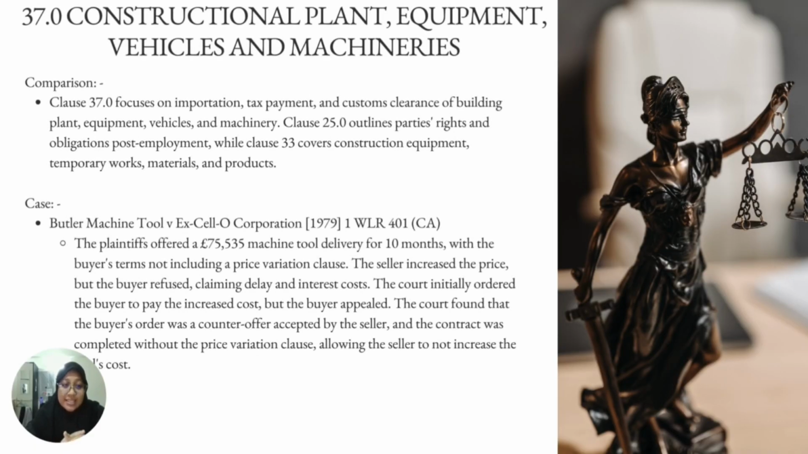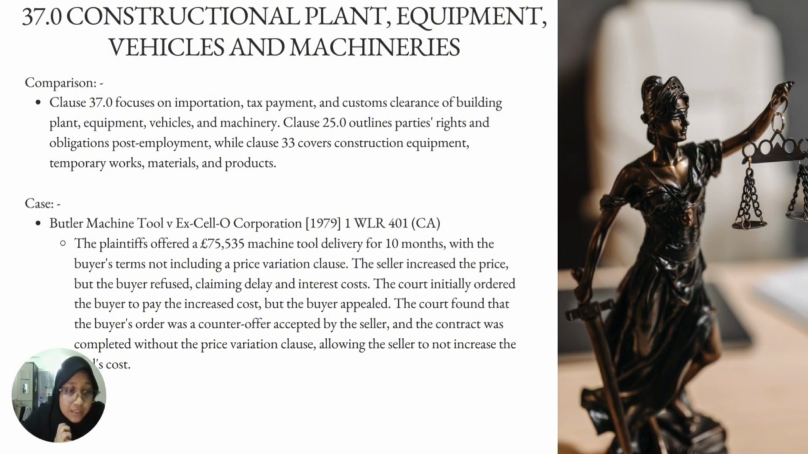Next is Clause 37 in PWD, which is constructional plant, equipment, vehicles, and machineries. Clause 37 focuses on importation, tax payment, and customs clearance of building plant, equipment, vehicles, and machinery, while Clause 35 for PAM outlines parties' rights and obligations post-employment, while Clause 33 for CIDB covers construction equipment, temporary work, materials, and product.